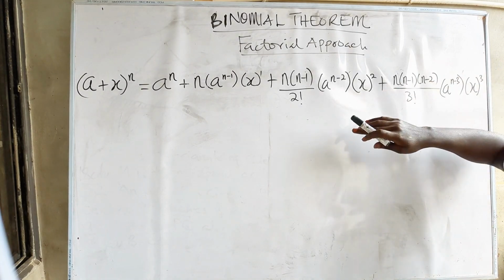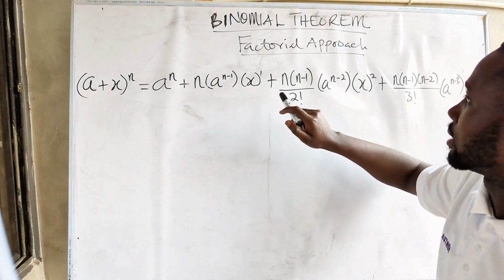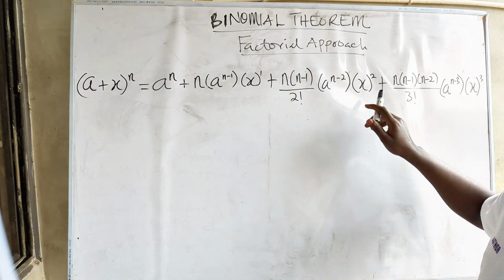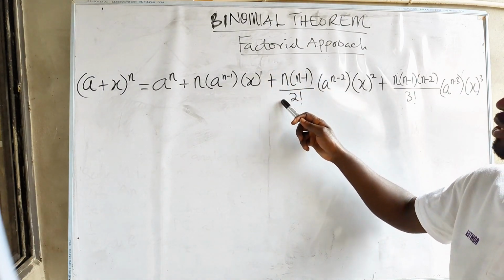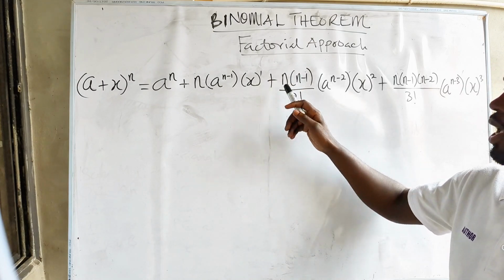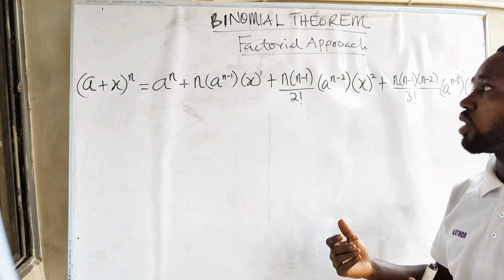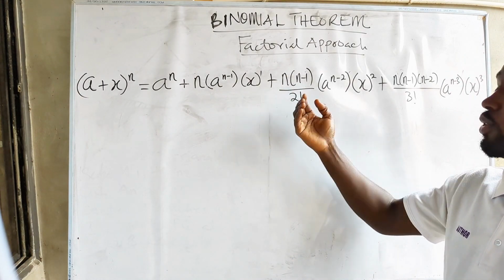So the a and the x have no problem, but the issue is just with this small one. We are going by the factorial approach, so as we are multiplying, it will be reducing.